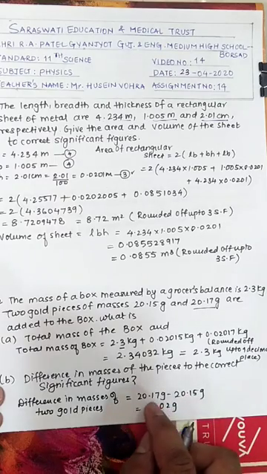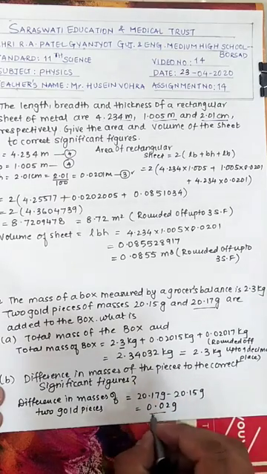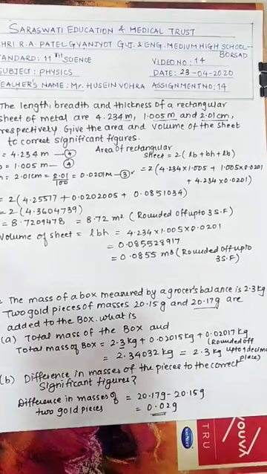Subtracting means least decimal places. Least decimal is 2, so the answer is in 2 decimal places only. 0.02 grams. Hope it is cleared.